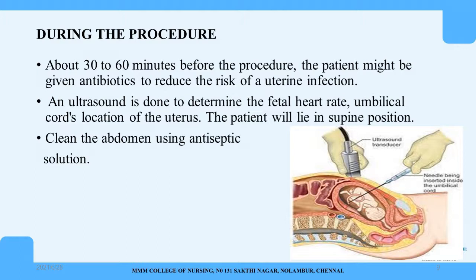So here the mother is first given antibiotics to reduce the risk of infection. Then an ultrasound is done to check whether the baby is alive. If the baby is alive, then the umbilical cord location is seen through the ultrasound. Then the abdomen should be cleaned using an antiseptic solution.